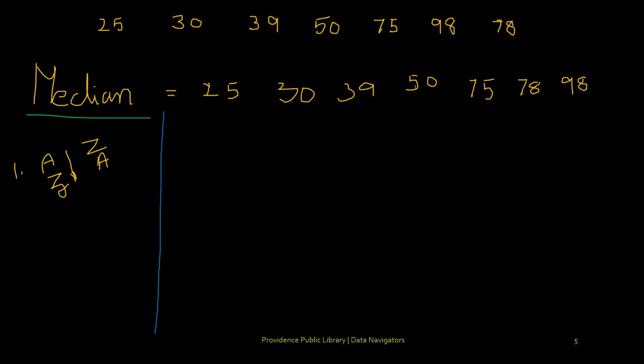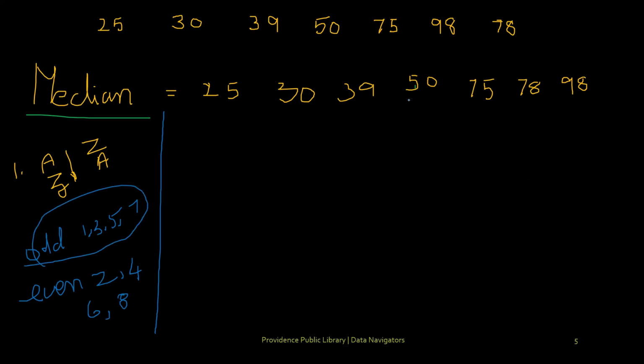Look at the data set count: 1, 2, 3, 4, 5, 6, 7. It is an odd number. What do you mean by odd number? You know what odd and even numbers are, right? Odd numbers go like 1, 3, 5. Even numbers go 2, 4, 6, 8, like that, correct? If it is an odd number, it's very easy. You will get only one point in the middle, right?